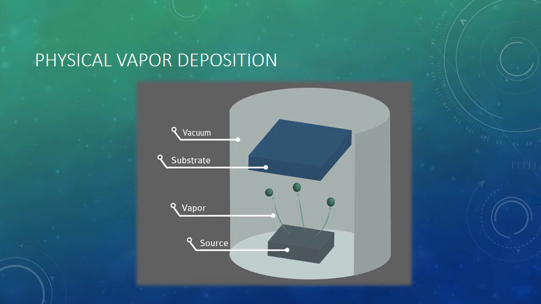As we can see here, this picture illustrates a simple optical representation of the method, containing a vacuum, a substrate, the vapor, and the source.